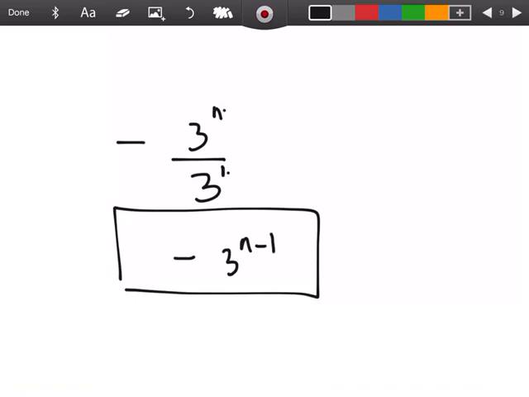I should double check that, make sure that is indeed right. I will double check it. The very last problem, it is negative 3 to the n minus 1. There we go. So hopefully that makes sense. You followed along. And let me know if you need any more help.